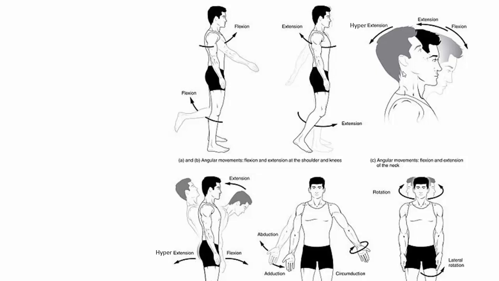Extension of the neck, flexion of the neck. Okay, so tipping your head forward towards your sternum, that would be flexion. Raising your head up away from your sternum would be extension. And if we go past midline, in other words, we're kind of looking up at the ceiling, that would be what's referred to as hyperextension.